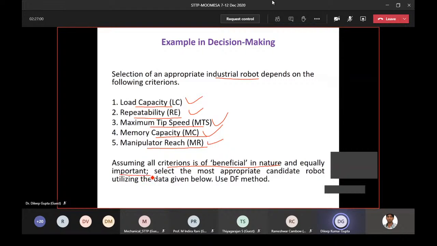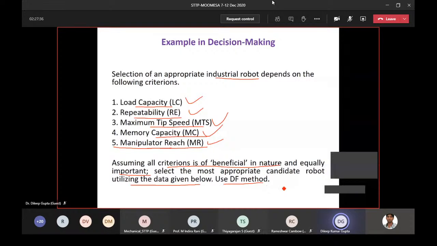Beneficial in nature means what? What is the meaning of beneficial in nature? How will it be implemented in our method? Maximization, right? So it will be considered as a higher is better condition, right? Wherever all the criteria are considered, it is a higher is better condition. And select the most appropriate candidate robot utilizing the data given below using the desirability function method.